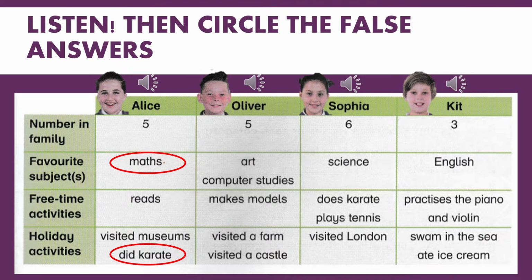Okay, so based on the audio just now, which one do you think is the false information provided in the table here? I think it should be the number in family. As we heard just now, Oliver said he lives with his parents and also his grandpa. So including himself, there are only 4 members in his family. Next, let's proceed to Sophia and listen to what she says.